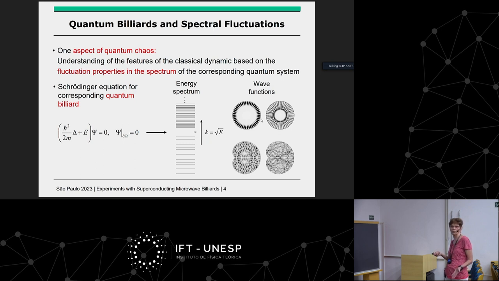I mean, it's a hard wall billiard, the particle is reflected according to the rules of mirror reflection, and this is then described by imposing Dirichlet boundary conditions along the boundary of the billiard. And what one then does is compute the eigenvalues, and then one will get an energy spectrum, and in the context of quantum chaos, one is interested in properties of the eigenvalues that form this sequence.